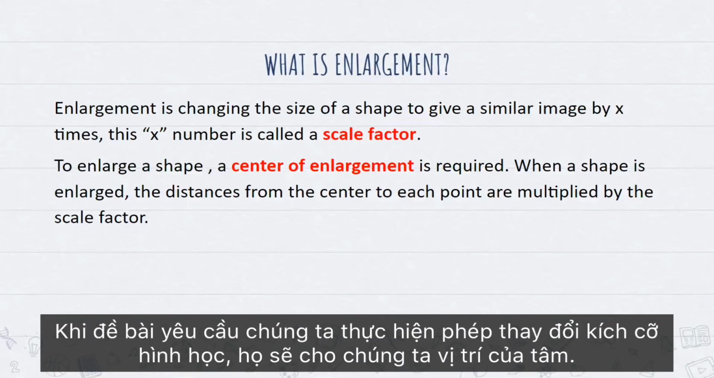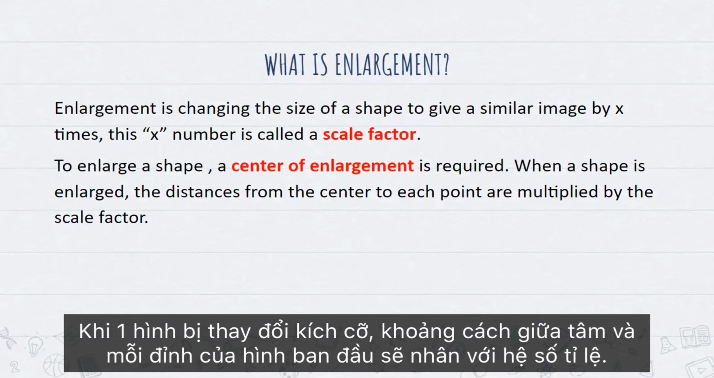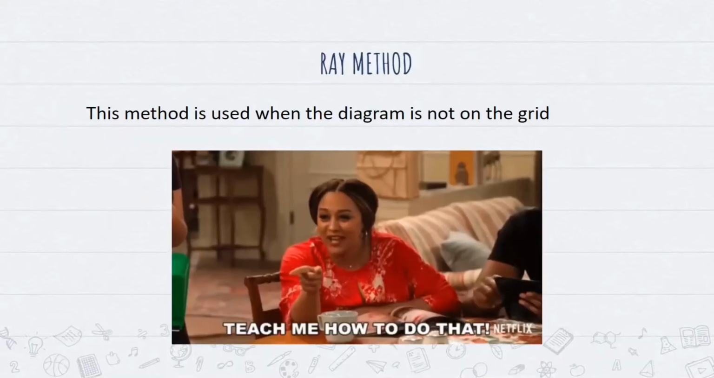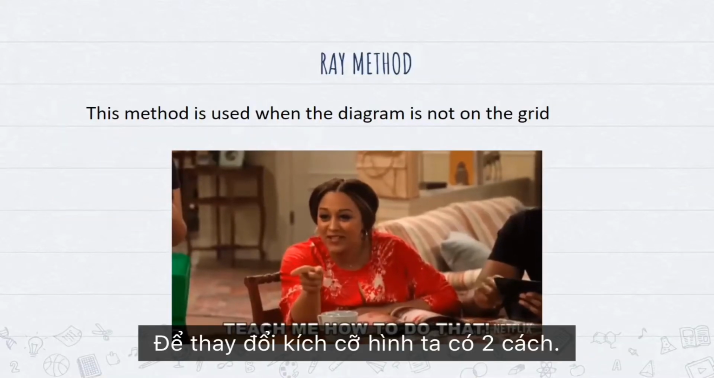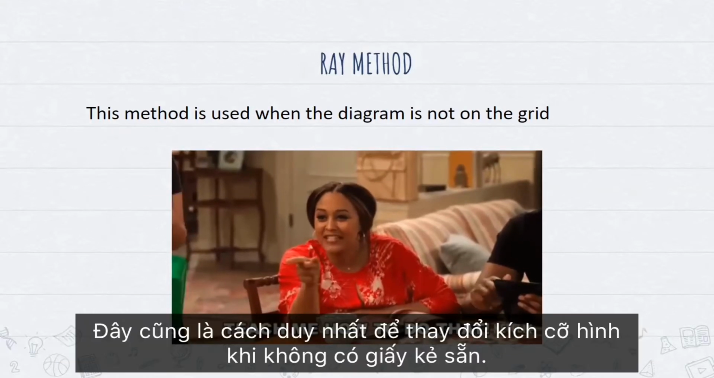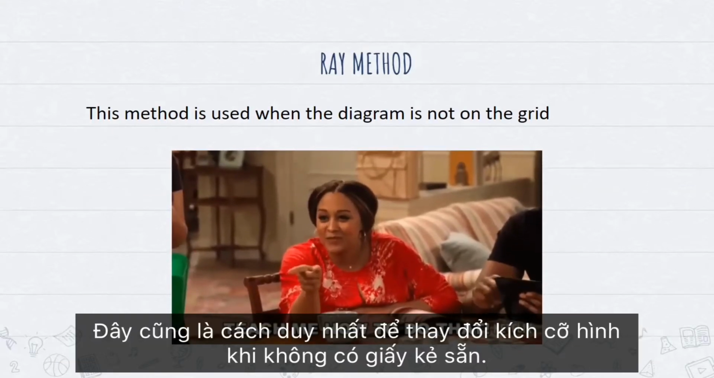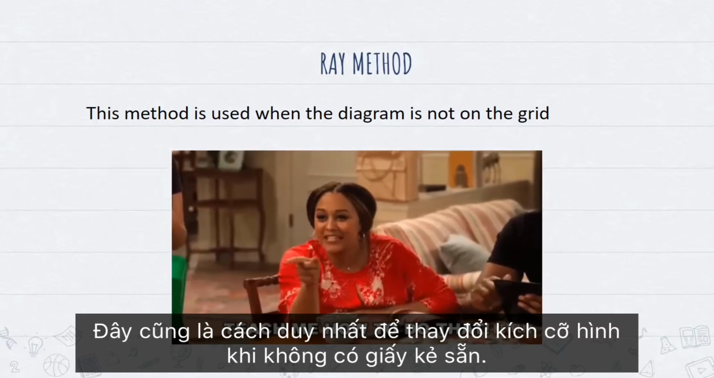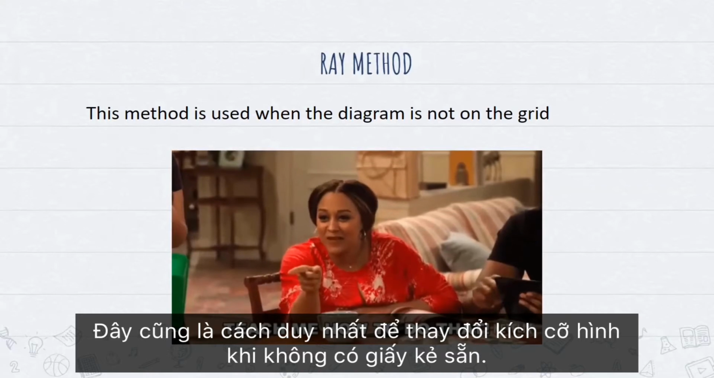The problem asks you to construct the enlargement. The question will give you the center of enlargement. When a shape is enlarged, the distance from the center to each point is multiplied by the scale factor. There are two main ways to construct an enlargement. The first way is the ray method, which is the only method that will be used if you have to construct a diagram which is not on a grid.